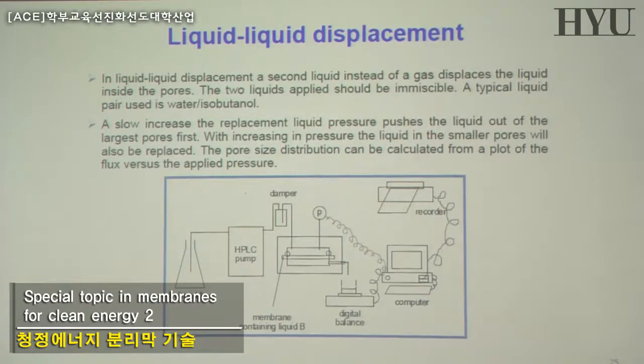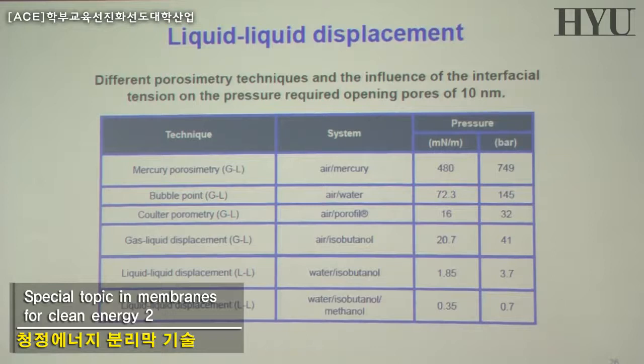We can have a liquid displacement method, in which one liquid will be replaced by a second liquid. It's called the liquid displacement method. Depending upon the availability of the machine, you can have different machines. You can replace many of the other liquids, like water and isobutanol, instead of air and mercury or air and water, which we have just talked about. Depending on the availability of the machine, you can measure the porosity and pore size distribution.